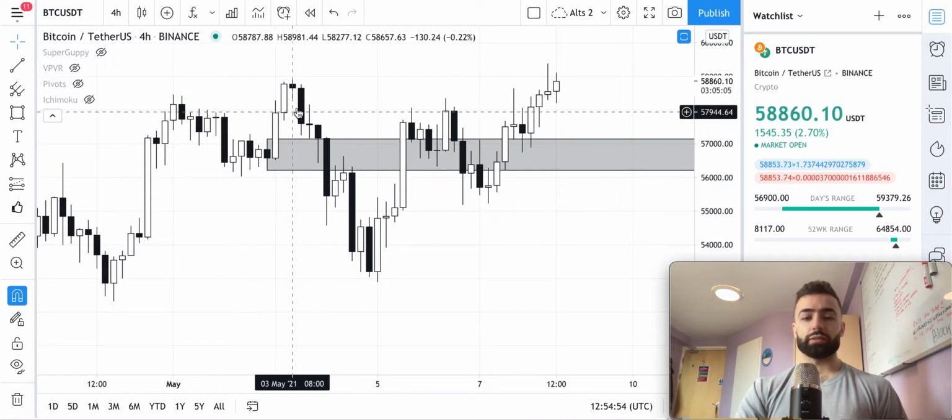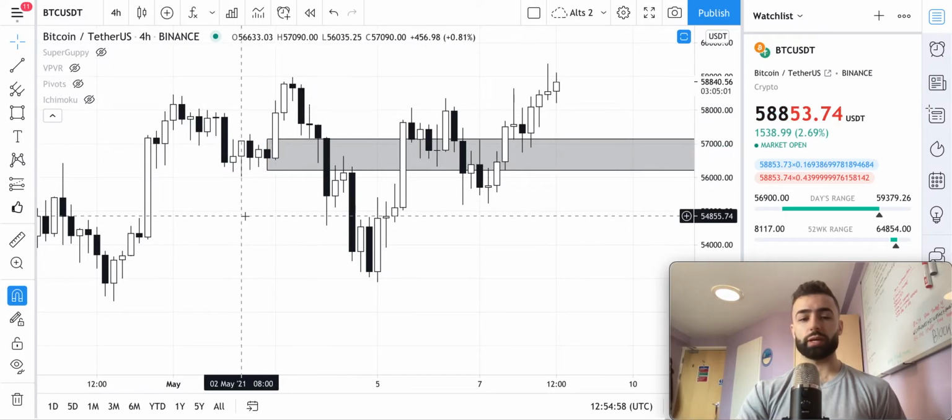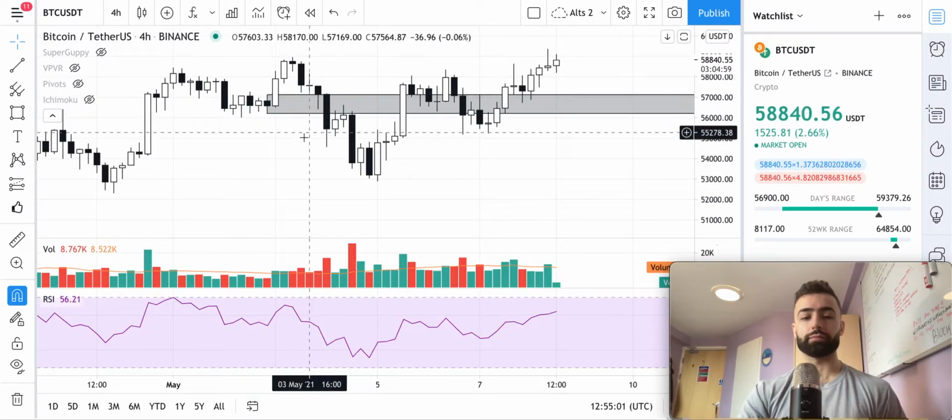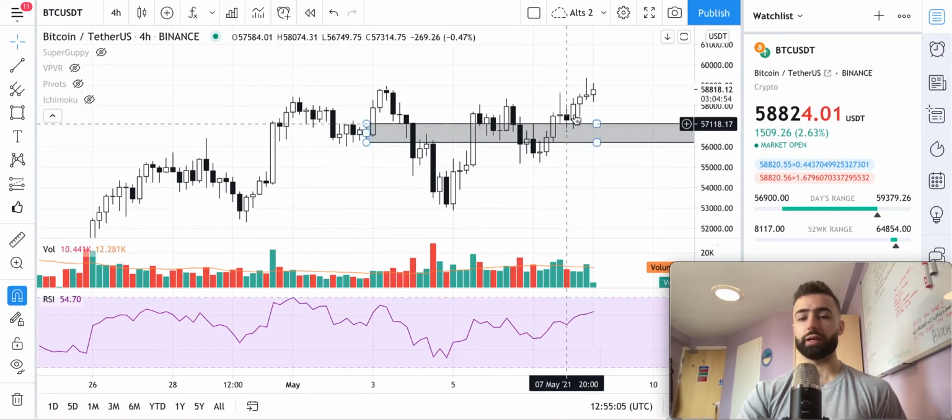So how do you play this? The way that I played this was right here when I was looking at this price action. Why did I not buy right here? It's very simple actually, and the same reason why unfortunately I just missed the trade right here.